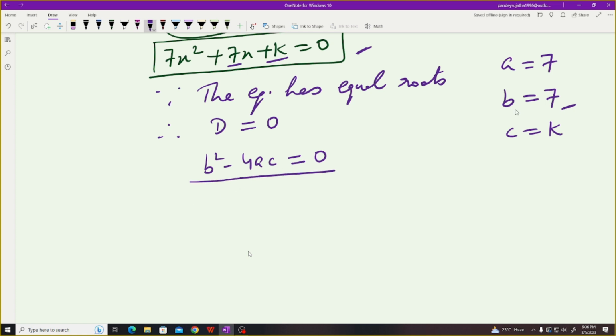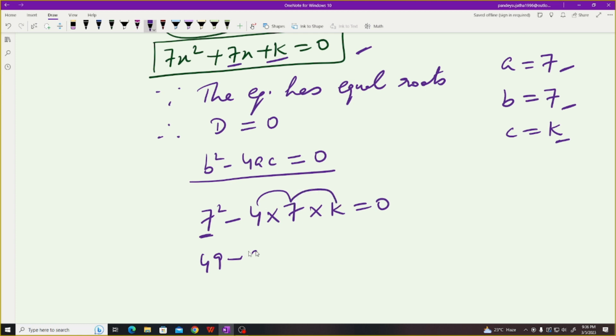So b square is 7 square, minus 4 into a is 7 and c is k, equal to 0. 7 square is 49, minus 4 into 7 is 28, and 28 into k is 28k, that is equal to 0. Shift this minus 28k to the other side. So it becomes 28k, that is equal to 49. Cancel this 49 and this 28 with 7. So it is 7 sevens are 49 and 7 fours are 28.